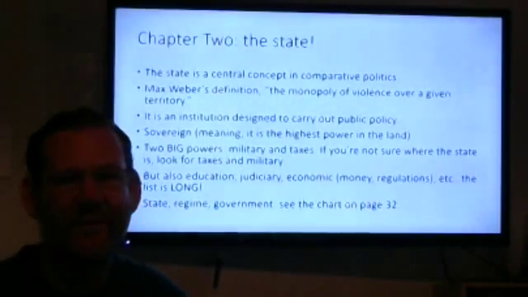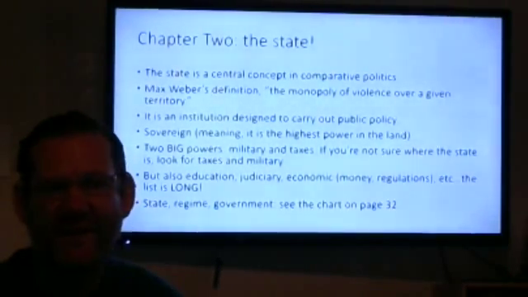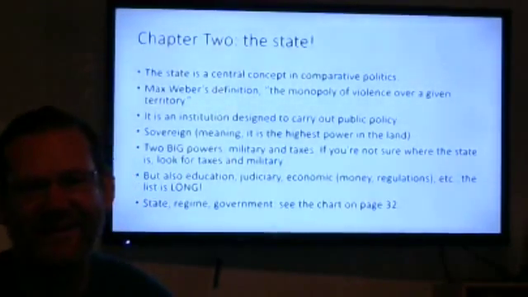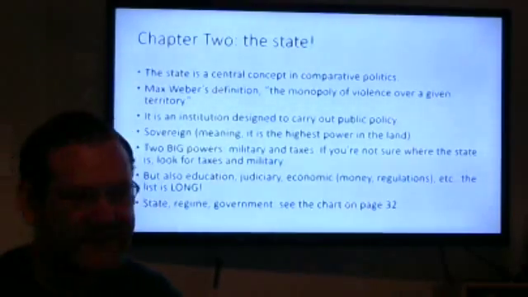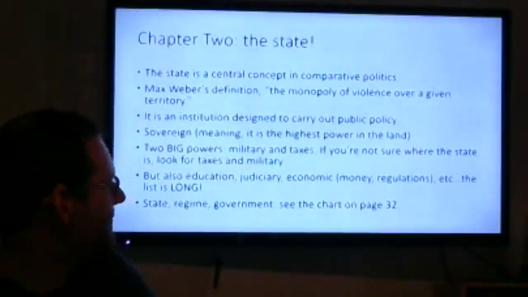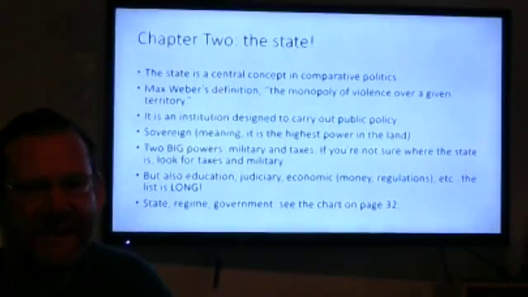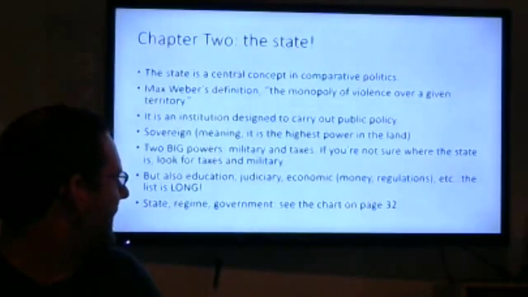The state is also what we call sovereign, meaning the highest in the land. So, there's no authority higher than the state, no matter what Hebrew National says. They had the old commercial, we answer to a higher authority. The state recognizes no higher authority. It is the final decider. And the state has big powers, right? Think military and taxes. Wherever you see military and taxes, you see the state. But also education, judiciary, etc.